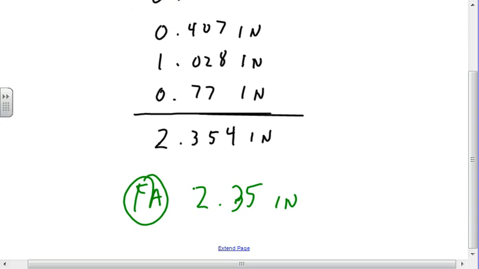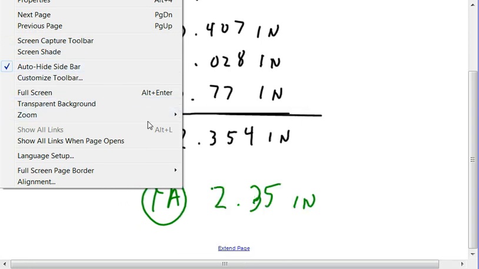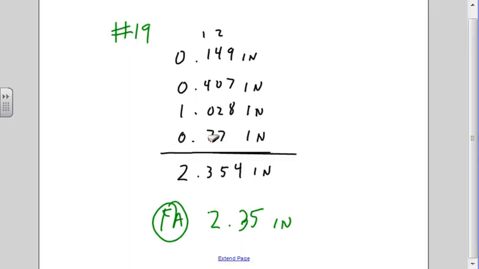Okay, I'm gonna do something weird here. We're gonna make the screen be a little smaller. Okay, now I don't think it's going to jump around as much. So there's 19. We're going to do number 26 next.